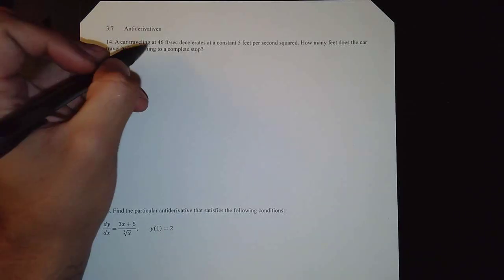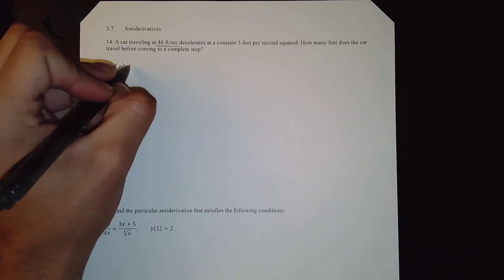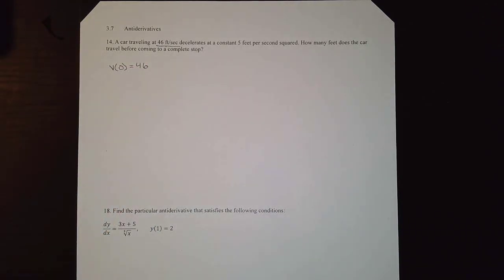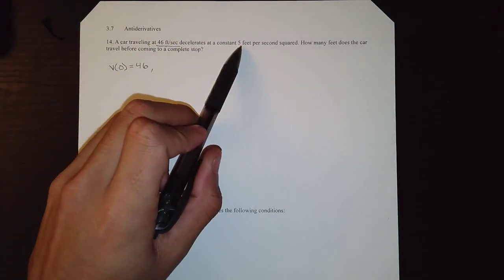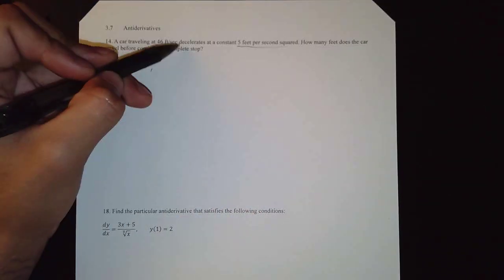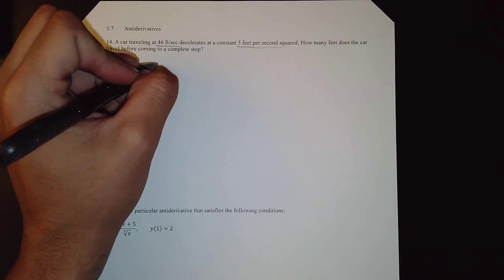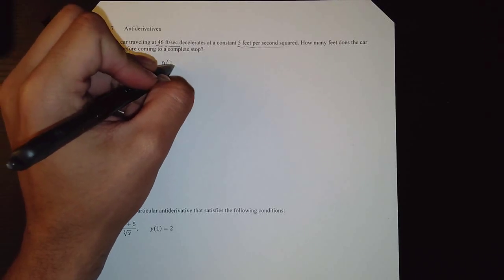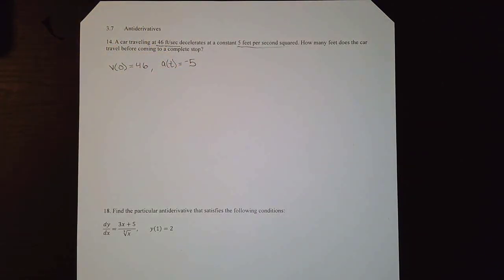What we are given is the velocity at time 0 is 46, so v sub 0 is equal to 46. We are also given 5 feet per second squared, which is our acceleration, and it's a negative 5 because it's decelerating. So we know that a of t is equal to negative 5. The question's asking us to find how many feet does the car travel before coming to a complete stop.